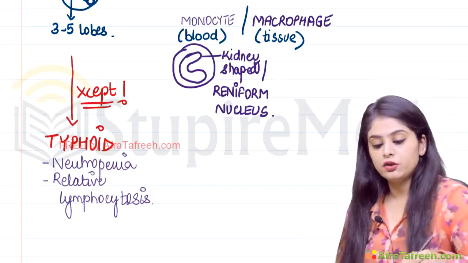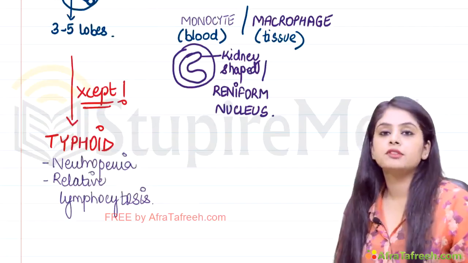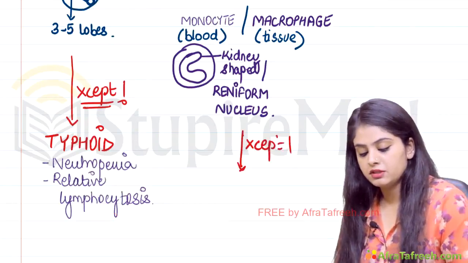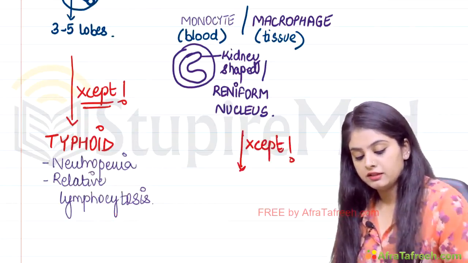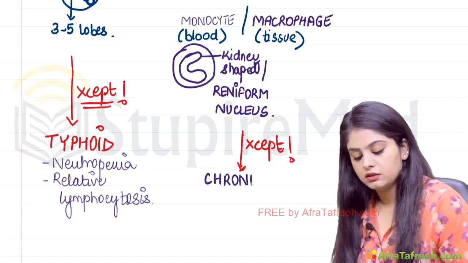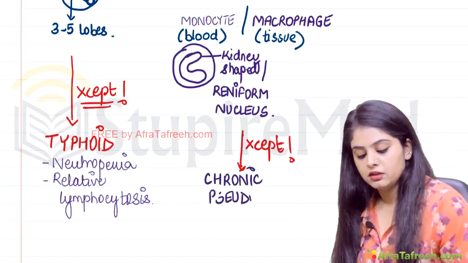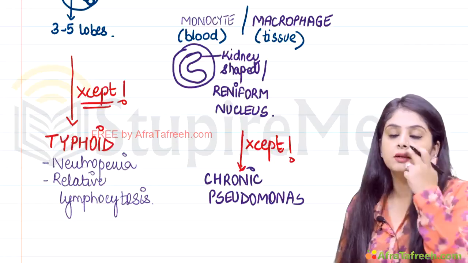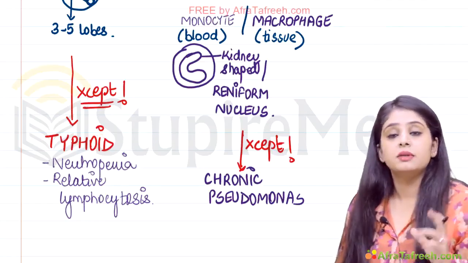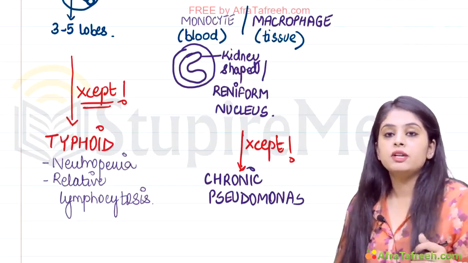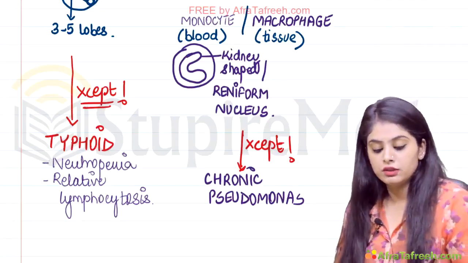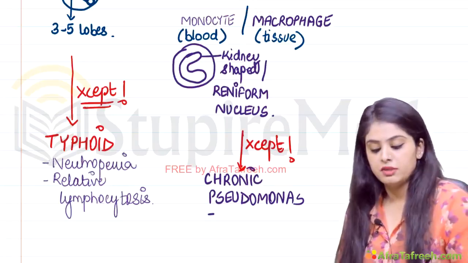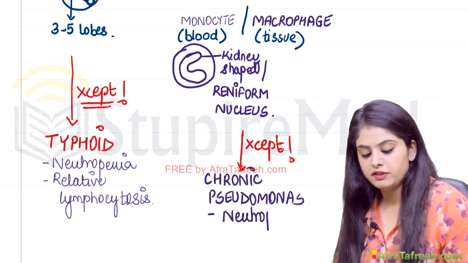Similarly, I told you cells of chronic inflammation are lymphocyte and monocyte. But is there any exception to this? Yes, there is an exception. There is something known as chronic pseudomonas. So whenever there is chronic pseudomonas, from the term chronic, what should come to your mind is that we are going to have lymphocytes, monocytes. But it is an exception. Instead, pseudomonas, when staying for a longer duration also, tends not to show cells of chronic inflammation, but cell of acute inflammation. That is, it will show neutrophilia.